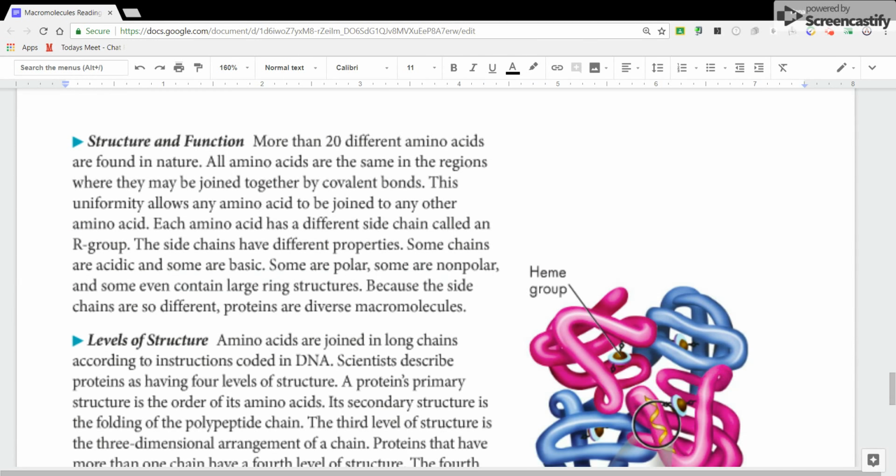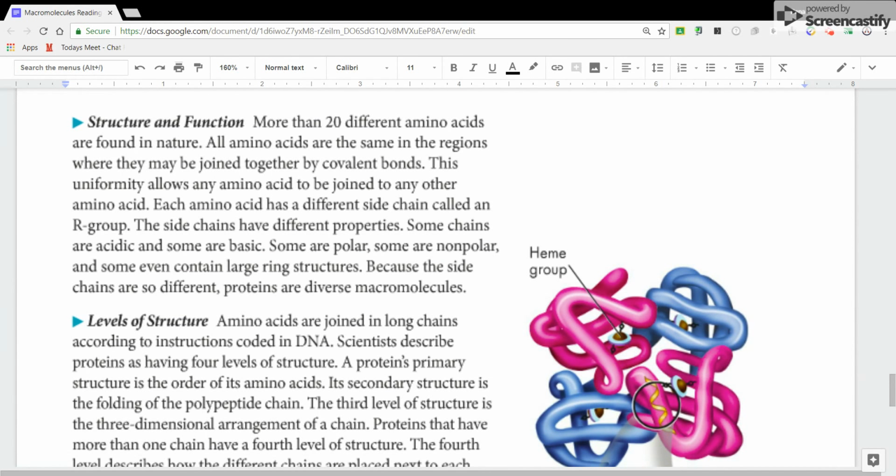More than 20 different amino acids are found in nature. All amino acids are the same in the regions where they may be joined together by covalent bonds. This uniformity allows many amino acids to be joined to any other amino acid. Each amino acid has a different side chain called an R group. The side chains have different properties. Some chains are acidic and some are basic. Some are polar, some are nonpolar, and some even contain large ring structures. Because the side chains are so different, proteins are diverse macromolecules.